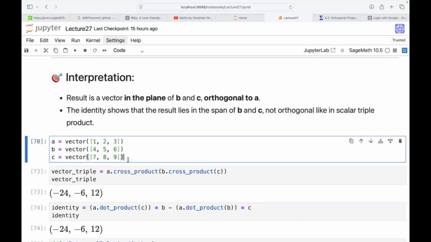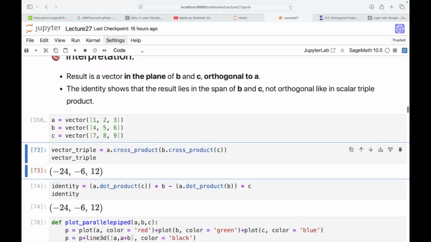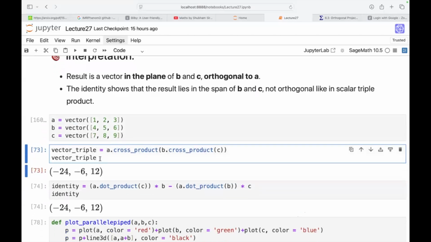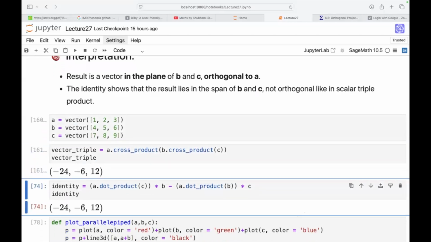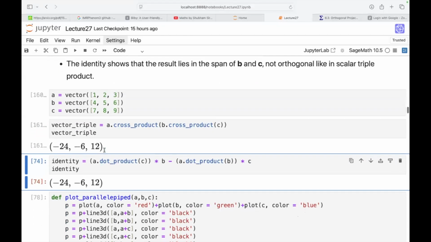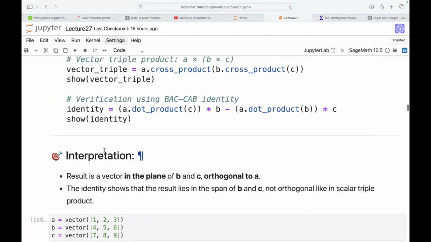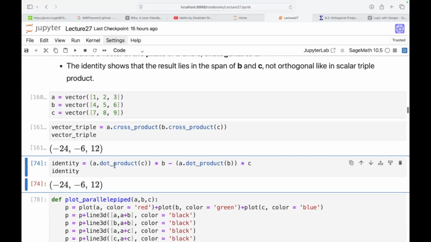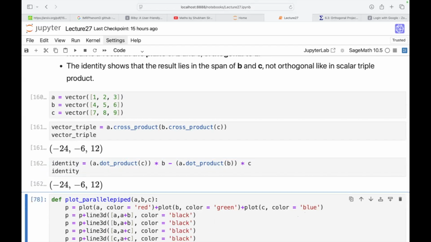The same vectors A, B, C are defined, and the vector triple product definition is applied. There is no magnitude part here, it is a vector quantity. And the identity based on the BAC-CAB rule gives A dot product C times B minus A dot product B times C, and the value is the same.